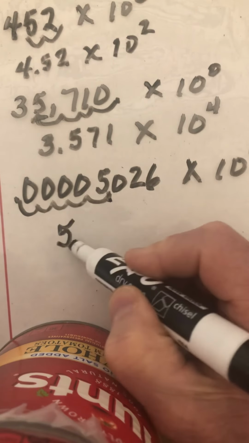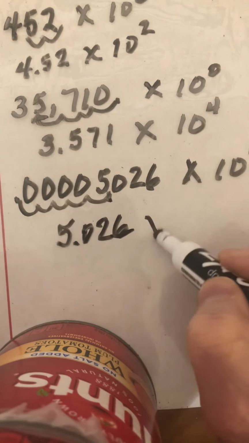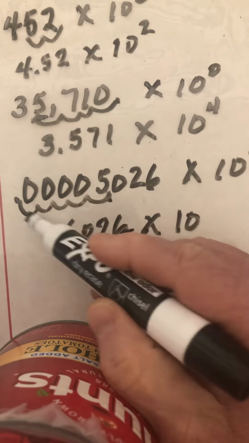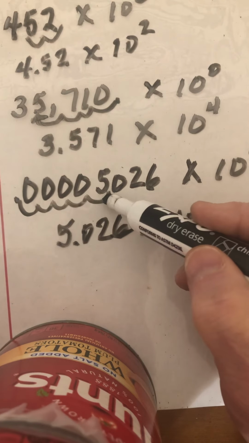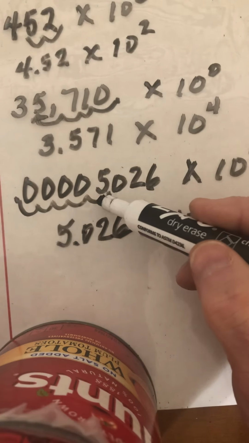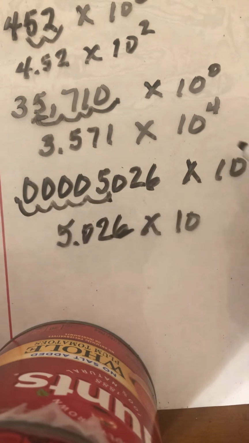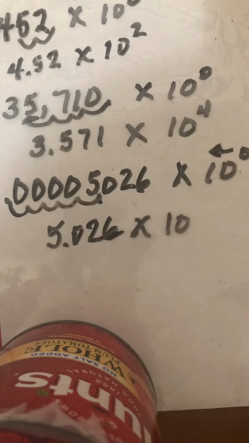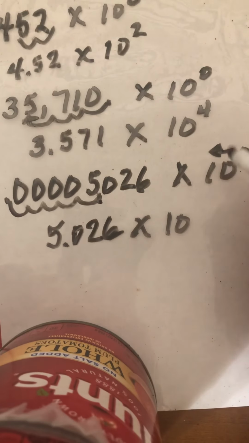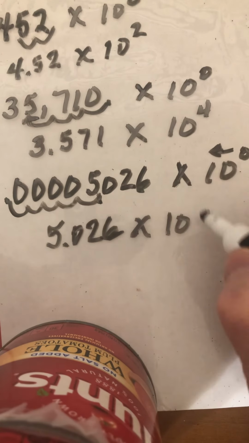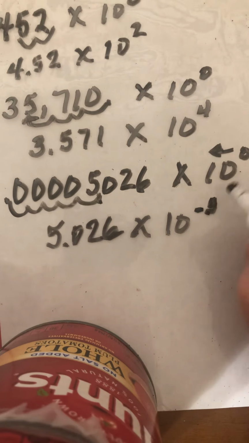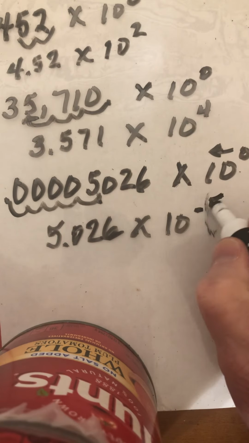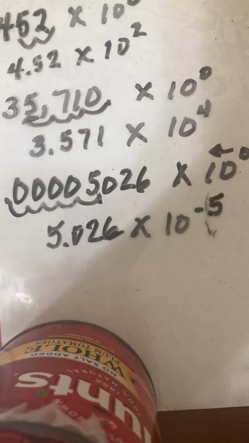That gives me 5.026 times 10. And since I multiplied this by 100,000 by moving it 5 times, I have to move that exponent back the same number of spaces that I move this, right? So 0 minus 5 is going to be negative 5. All right, let me write that a little bit better. All right, so we get 5.026 times 10 to the negative 5.